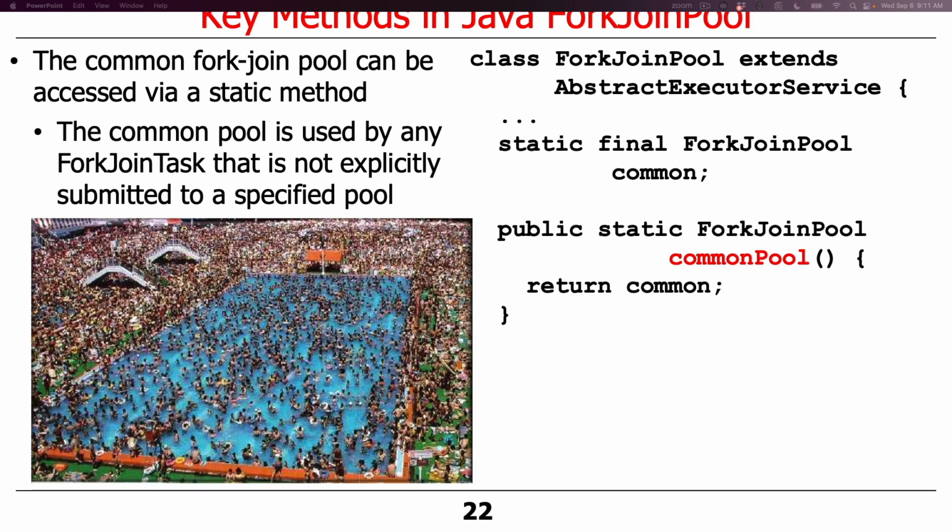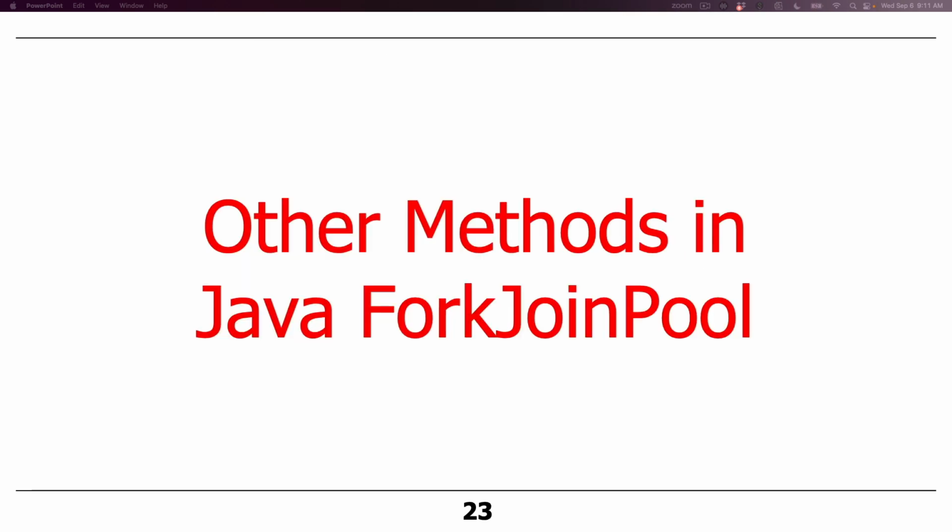The common pool is used by any fork join task that is not explicitly submitted to a specific pool. So this is sort of the common pool. This is probably not the best kind of pool to have if it's a high COVID density, right? You wouldn't want to go swimming in the common pool. But for a fork join task, that works perfectly well, and in fact is often the preferred way to go.